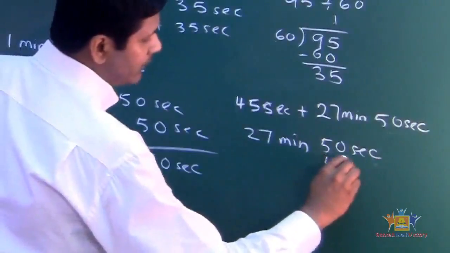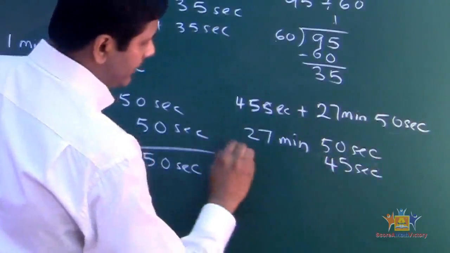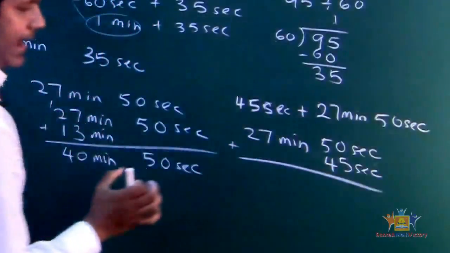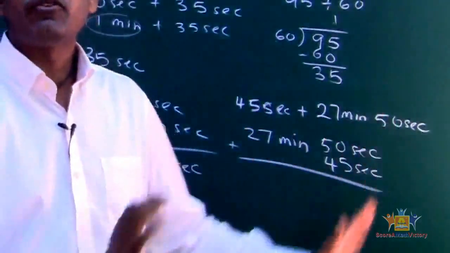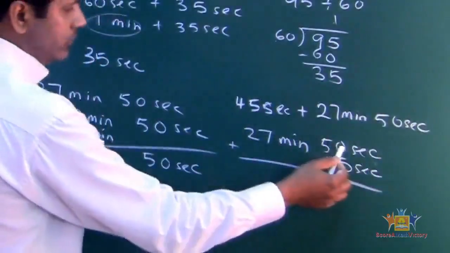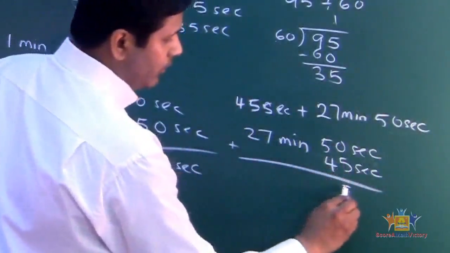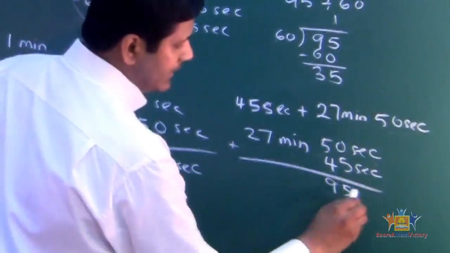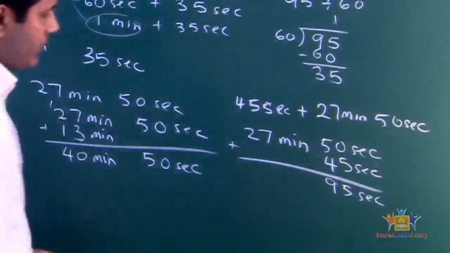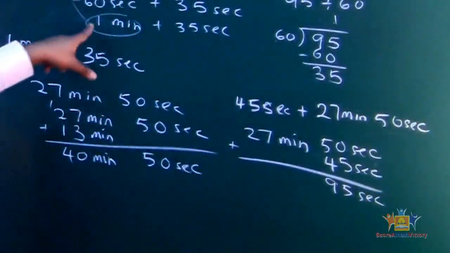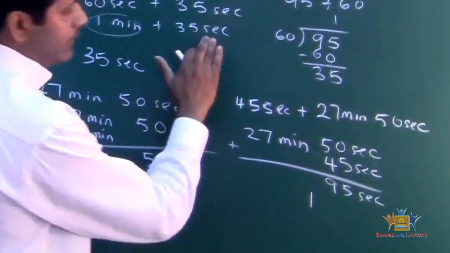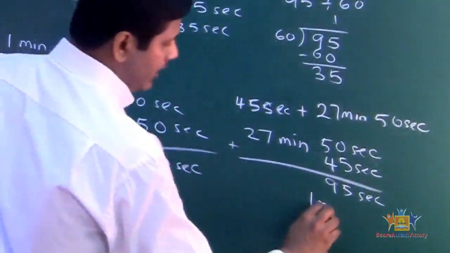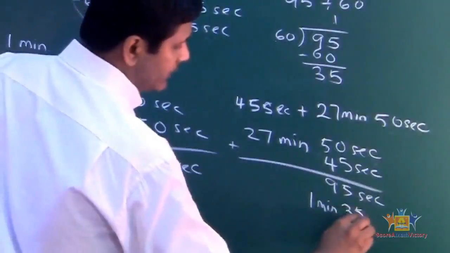So I'm going to put 45 seconds right there. Now I'm going to add it. There's nothing for this one to add over here. But always start from the very right. 0 plus 5 is 5. 5 plus 4 is 9, 95 seconds. And we know that 95 seconds we can convert into 1 minute and 35 seconds, okay? So 1 minute and 35 seconds.